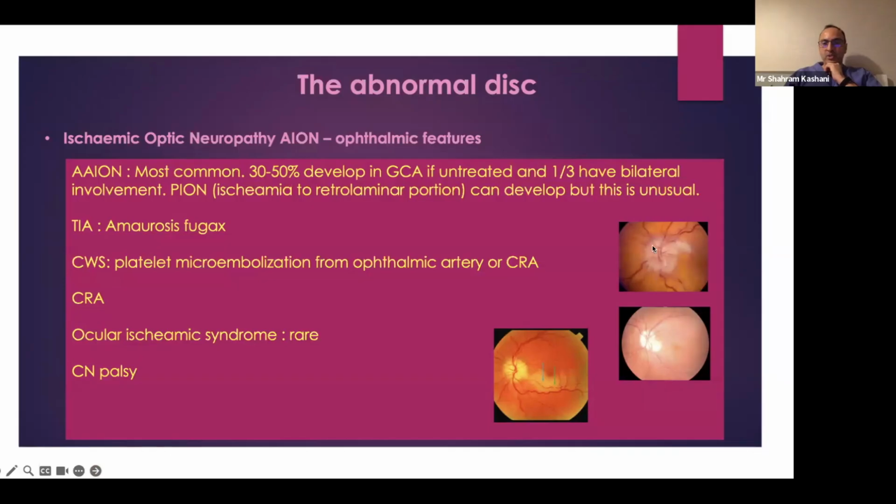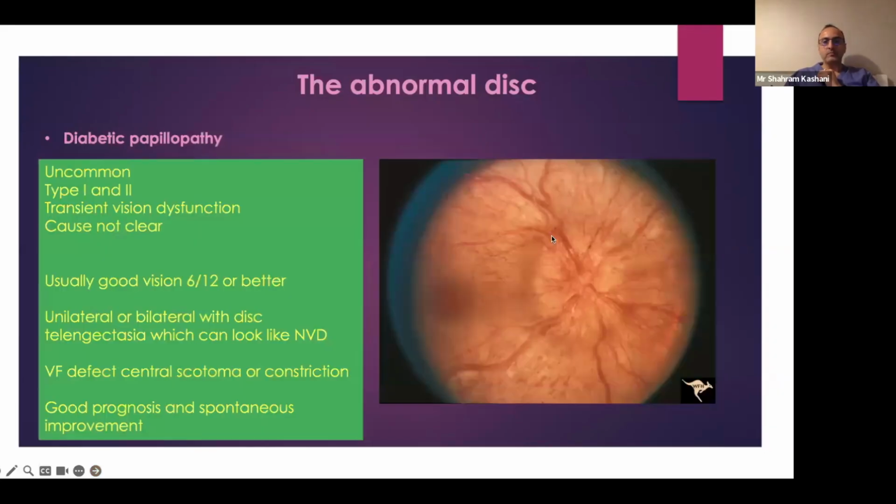Here's a picture of what I was saying, a swollen disc and a cotton wool spot here. Again here, a swollen disc and a cotton wool spot. This patient has a swollen disc, and actually they have a branch retinal artery occlusion inferiorly. In this scenario, it's urgent, they need to come to A&E there and then. We need to start them on steroids. If untreated, the other eye can often get involved, and these patients are at risk of a heart attack and strokes too.